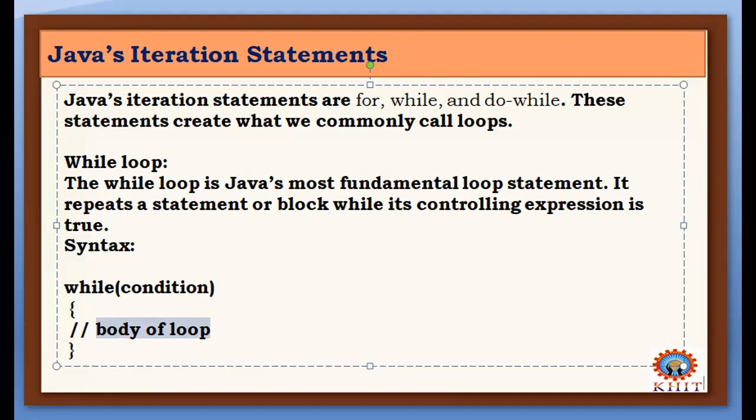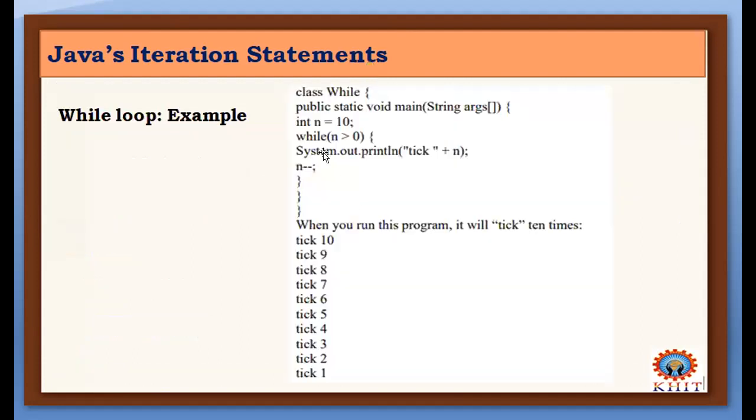So that is the loop condition. While the condition is true, the body of the loop is executed. If you see a small example here: class while, public static void main, String args, int n is equal to 10. Then System.out.println and n minus minus. I'll try to execute this program for you so that you can understand clearly.